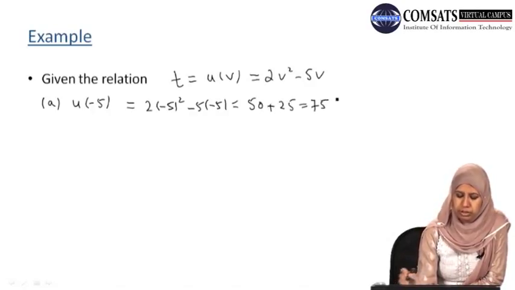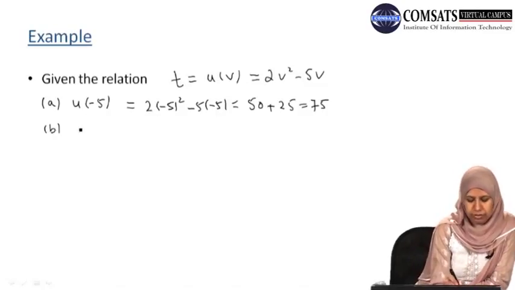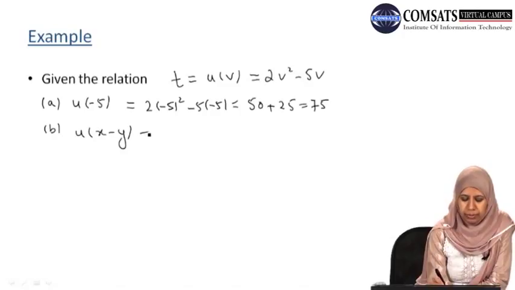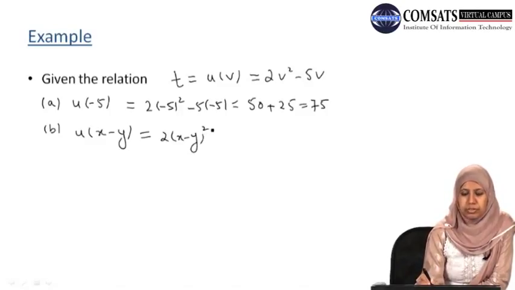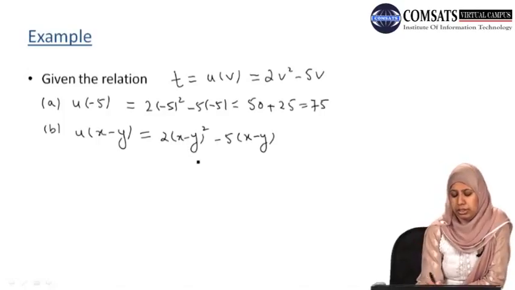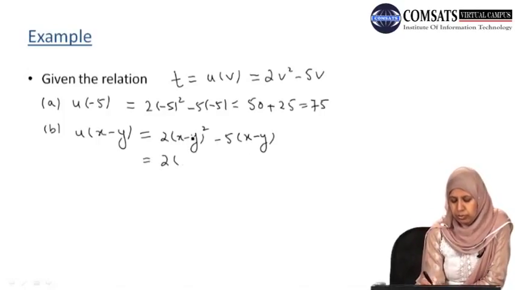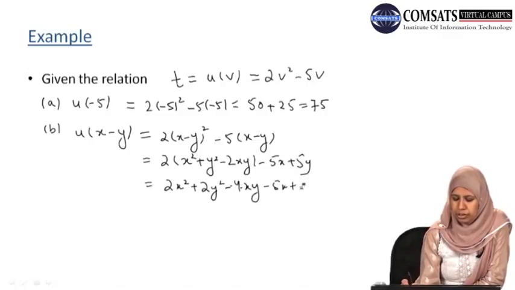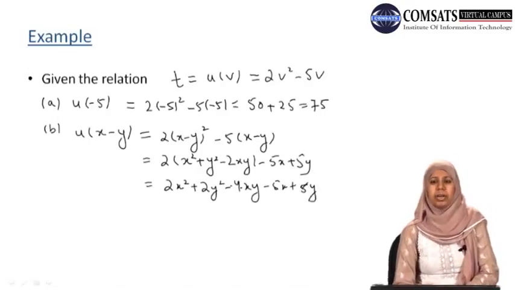plus 25, which is 75. Okay, we are further interested in finding the value of the output when the given input is x minus y. Then we have to put the value v equals x minus y, and we obtain 2 into x minus y whole square minus 5 into x minus y. It is just a simple linear equation in two variables. We will open the square first and the bracket. So what do we get? 2x square plus 2y square minus 4xy minus 5x plus 5y.